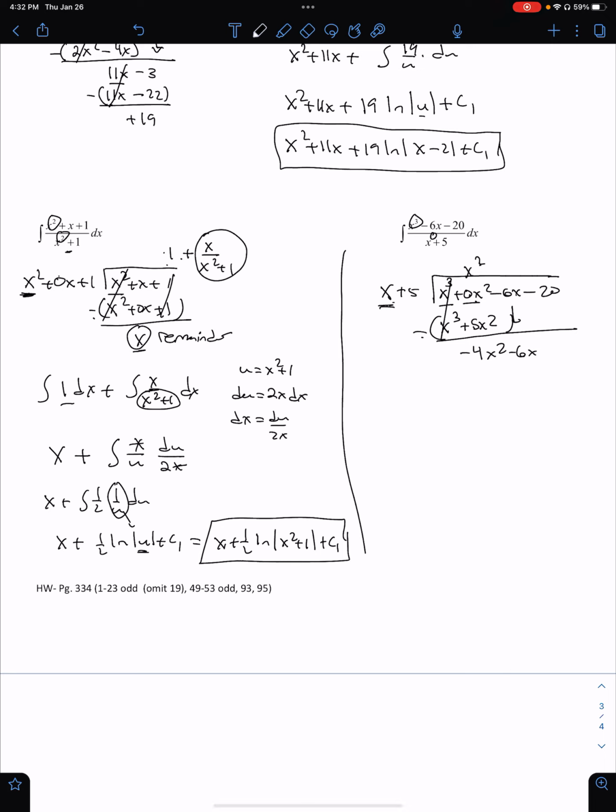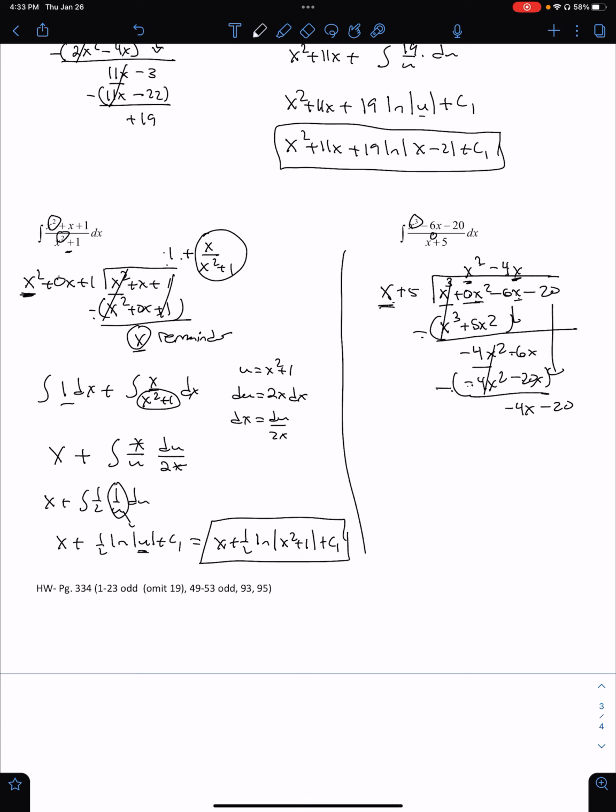What do we multiply x by to get negative 4x squared? A minus 4x. Notice I'm lining up. x's are lined up. x squareds are lined up. Negative 4 times x, negative 4x squared. See, they're going to cancel now, which we want. And this becomes minus 20x. Subtract. Those are going to cancel. Negative 4 minus a negative 4, canceled. Negative 6 minus a negative 20, this becomes 14x.